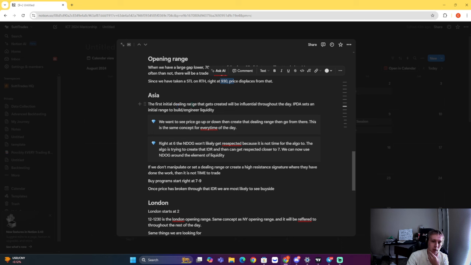The first initial dealing range that gets created will be influential throughout the day. IPDA sets an initial range to build slash engineer that liquidity. We want to see price go up or down, then create a dealing range, then go from there. So usually within the first hour, price isn't really going to respect that new day opening gap because it's not really time to. It's just going to mainly try to focus on creating a dealing range.